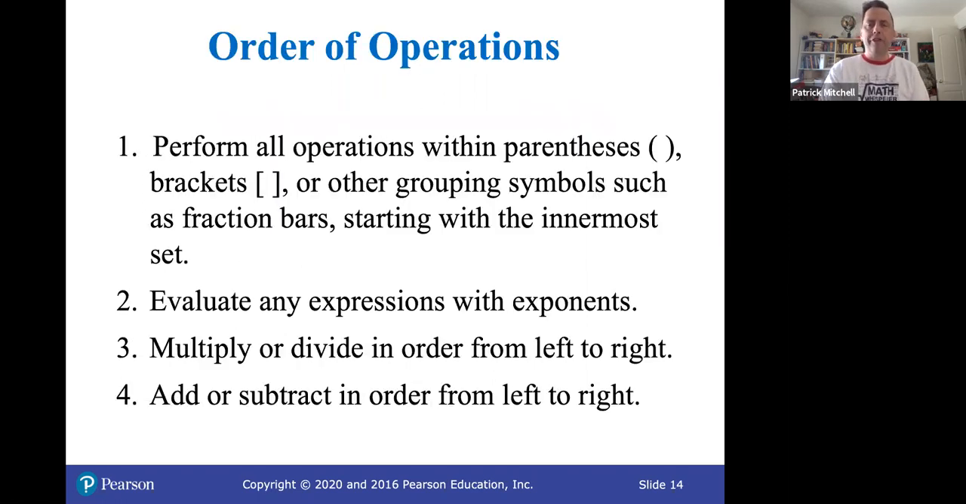Okay, order of operations. So remember PEMDAS, please excuse my dear Aunt Sally, stands for first step is parentheses. Simplify everything in parentheses. Second step is exponents. Then multiply or divide in order from left to right. Now remember, that means if you have a division to the left of a multiplication, you do the division first. And the same thing for addition and subtraction. They go in order from left to right. So if you run into a subtraction before an addition, you do the subtraction first.